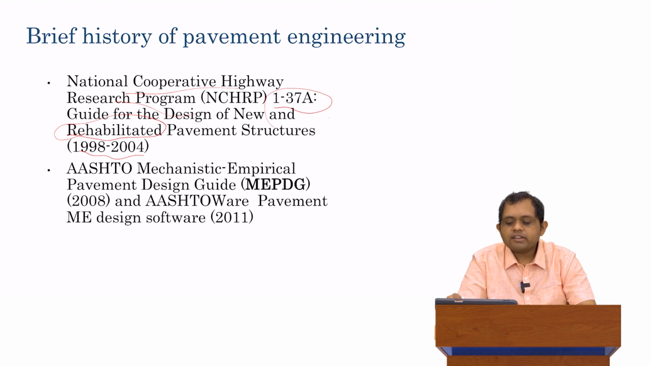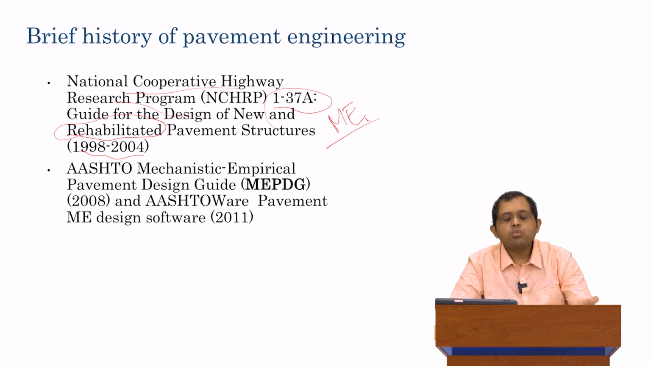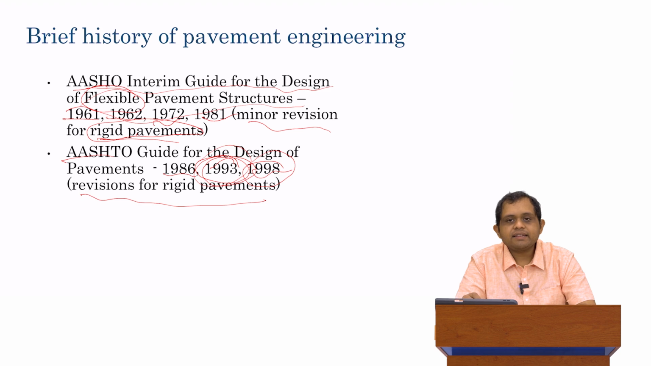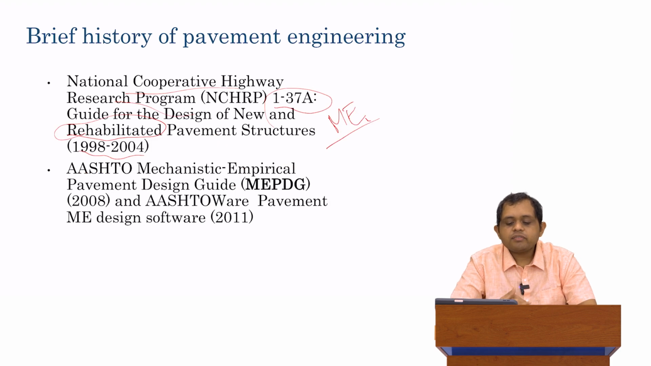This project was basically mechanistic empirical design. The aim of this research project was to develop a completely new philosophy of pavement design, moving away from the empirical design. So these 1993 and 1998 designs were purely empirical designs. They were largely based on some testing and some statistical models built on those tests. They were not based on any physics or mechanics. This project, NCHRP 1-37A, was tasked with coming up with a completely new philosophy of design and a new code of practice of design based on that. That code of practice, which was launched in 2008 formally, became the AASHTO Mechanistic Empirical Pavement Design Guide, or MEPDG.